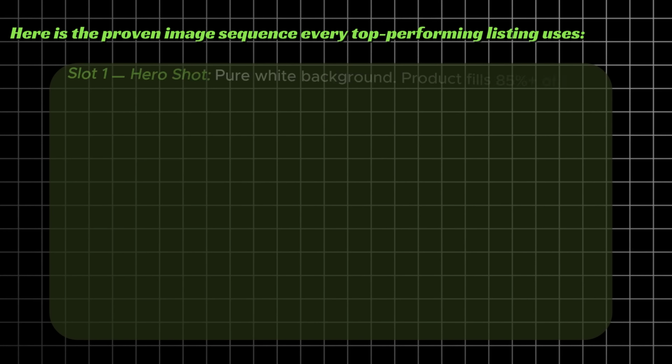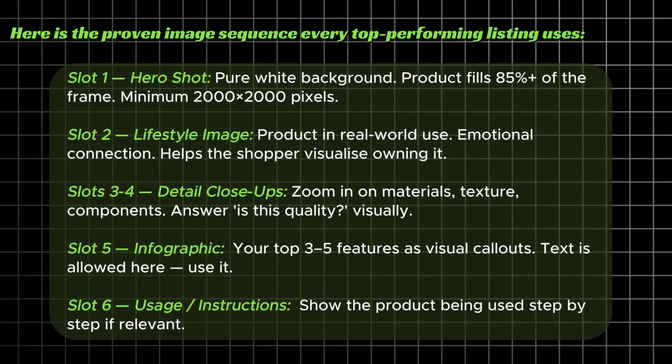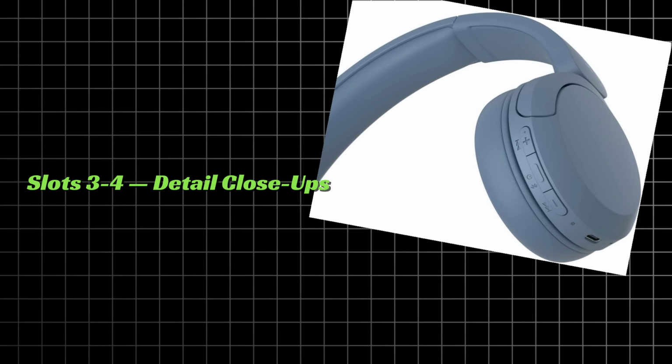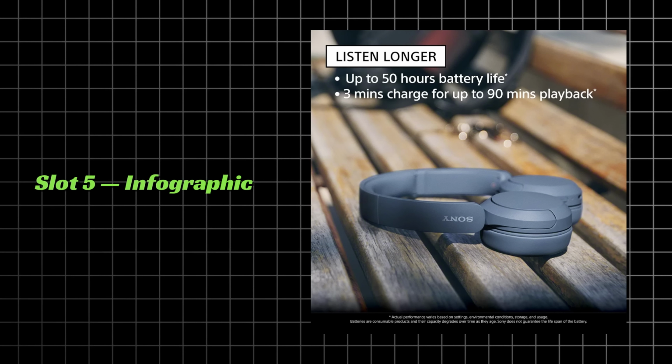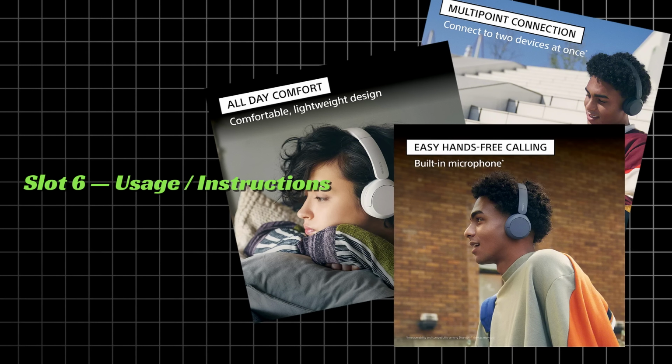Here's the proven image sequence every top-performing listing uses. Slot 1, hero shot. Slot 2, lifestyle image. Slots 3 to 4, detailed close-ups. Slot 5, infographic. Slot 6, usage instructions.